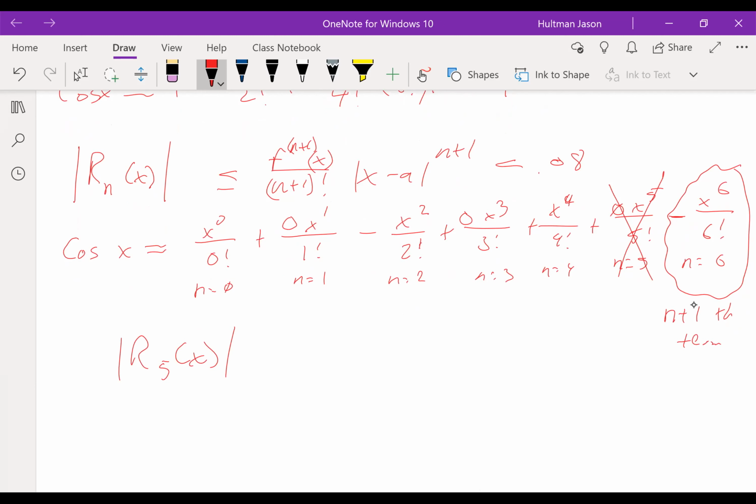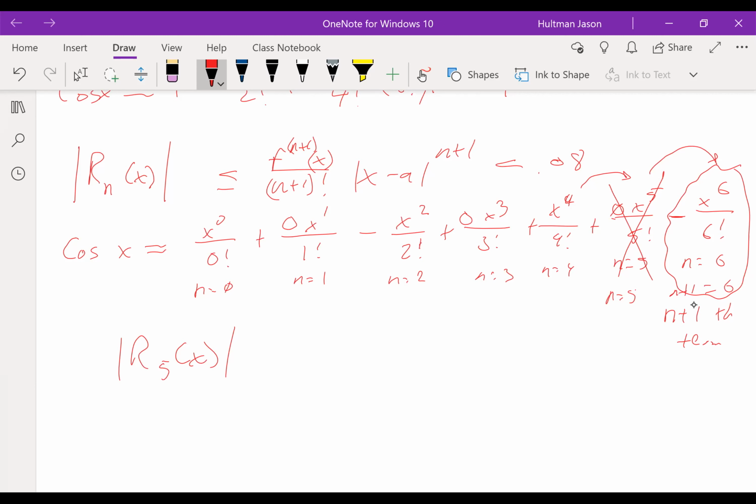Okay, so our nth plus 1th term, we would go out to the 5th term, which is the 0, and then we would go out to the 6th term. Okay, that would be our n plus 1th term. So our nth term is 5. So n is 5, and our n plus 1 is 6.